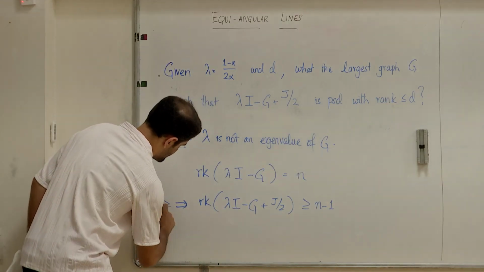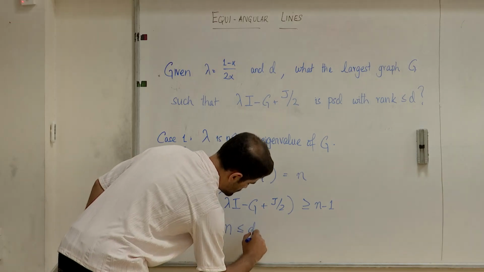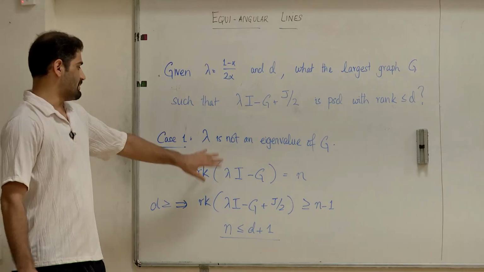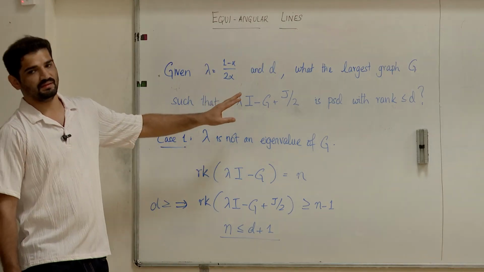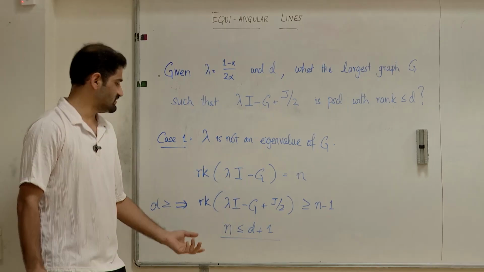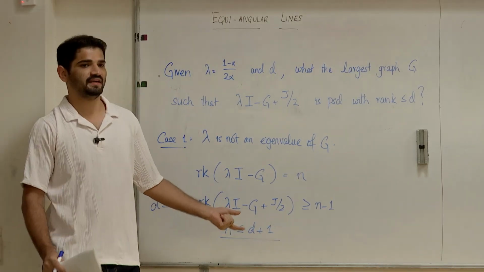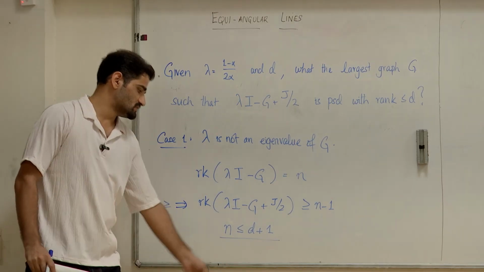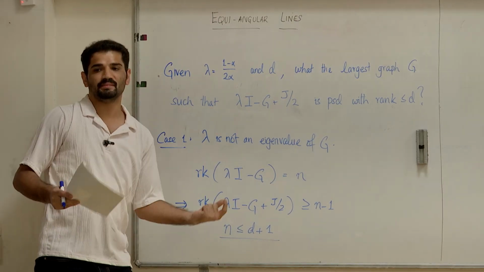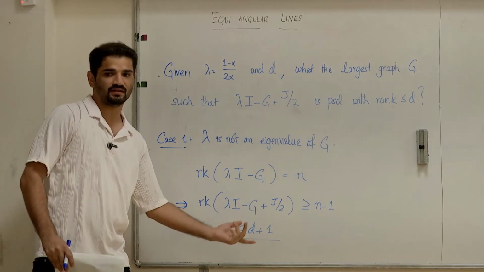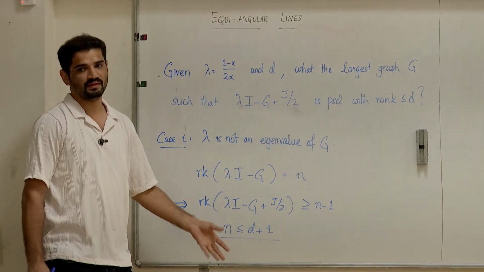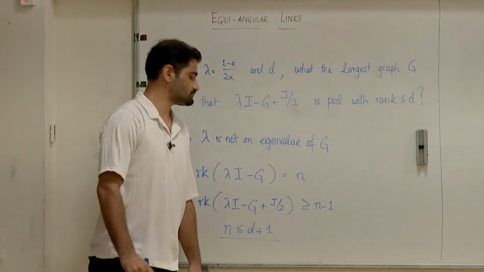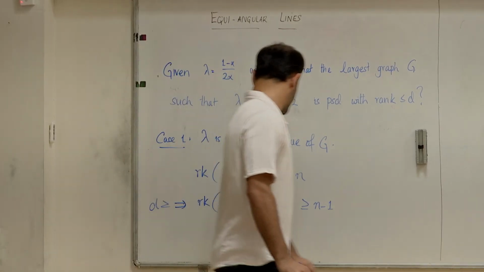I want it to be at most D. So what I get is n is less than or equal to D plus 1. So if lambda is not in the spectrum of G, then the graphs cannot be large. I have this D plus 1 bound. This is what we are getting for vectors. This is a simple construction. It's a very small bound. So for example, to get D, you don't even need the minus alpha. D you can get without the minus alpha. This is very close to it. So this is a very strong bound. If it's not in the spectrum, then you have n is at most D plus 1. Okay, that is the first case.